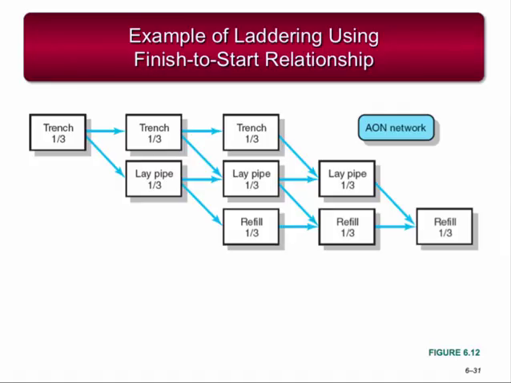This image on the slide shows how these overlapping activities might appear in an activity-on-node network using a standard finish-to-start approach. In this ladder network, all activities have been broken into segments of 1/3. After a third of the trench has been dug, the pipe laying begins. After a third of the pipe laying is completed, the trench refilling begins.